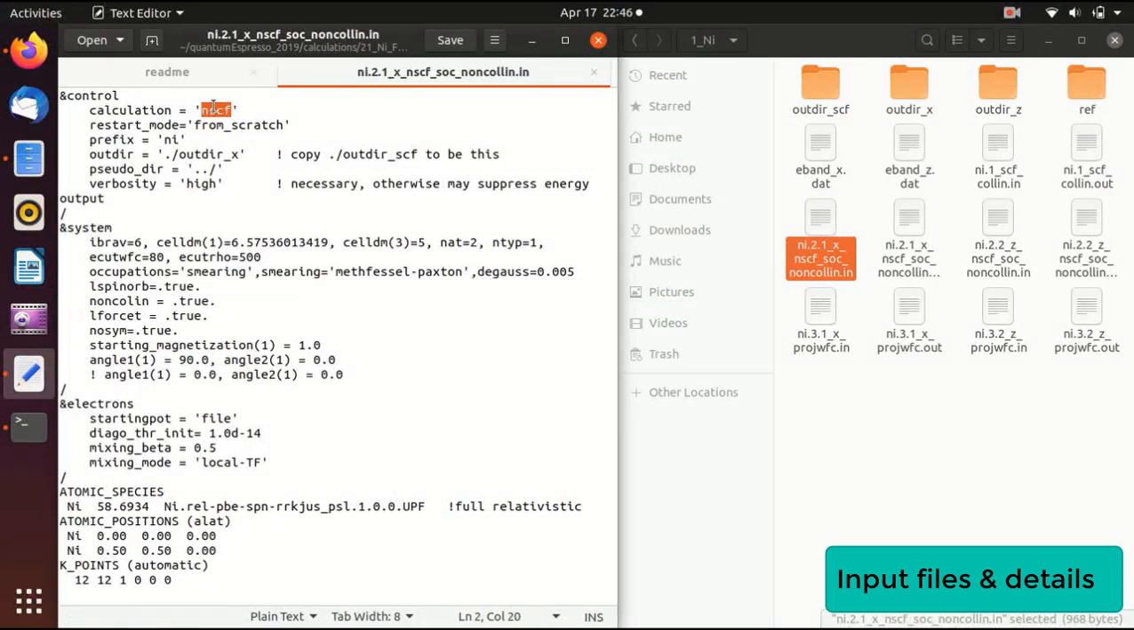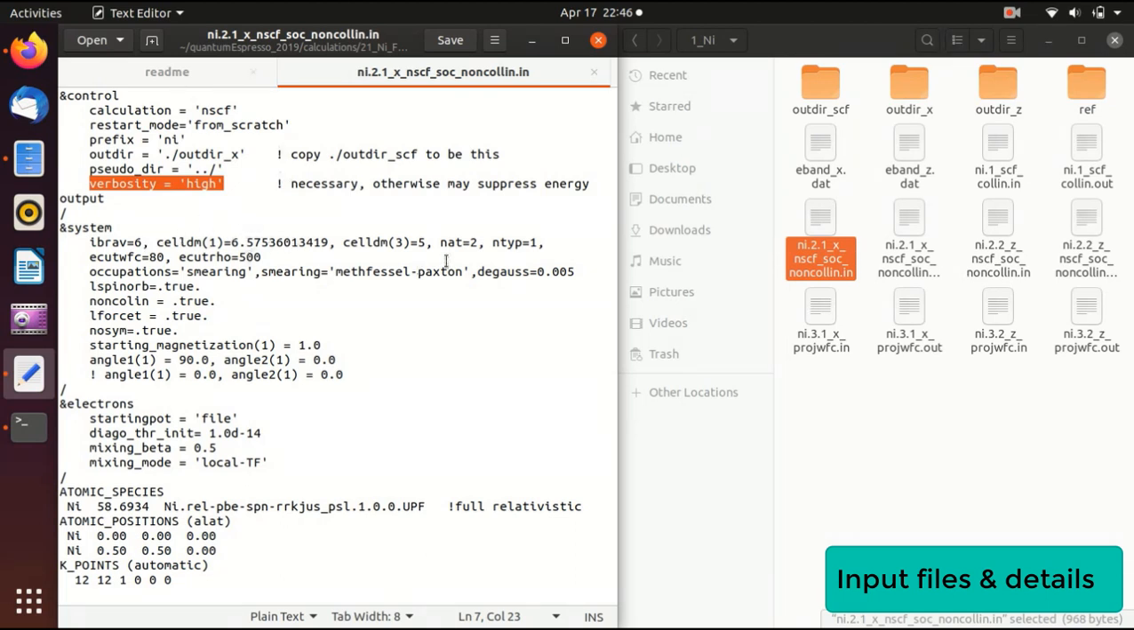Then for the second step, that is the non-self-consistency calculation, I can show you the input file here. Here we change the output directory to output directory X. That's the one that we copied from the first step. And then we need to set verbosity equals high here. This is necessary because otherwise there will be too many K points and there will not be any output of the energy that we want. So remember to set it here.